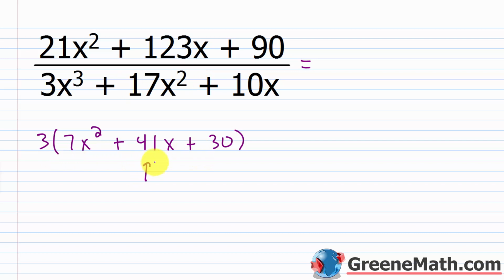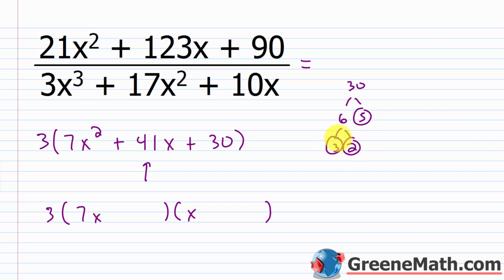So to factor the inside here, I'm going to go ahead and use reverse FOIL since 7 is a prime number. So 7x, and you'd have x over here. I'll put my 3 outside. So I need to figure out some factors of 30 here. So 30 factors into what? It's 6 times 5. 6 is 3 times 2. Okay, so I have some possibilities here. So to go through the possibilities, we have 1 times 30. We have 2 times 15. We have 3 times 10. We have 5 times 6.